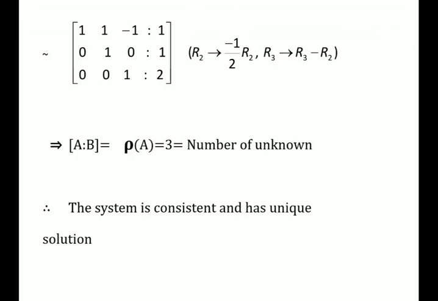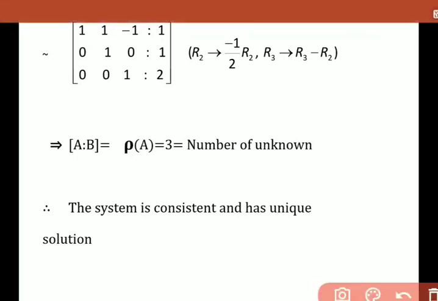So what does this imply here? This implies rank of A colon B is equal to rank of A is equal to 3. This is a typing mistake again. Rank of A colon B is equal to rank of A is equal to 3. This we have seen here.